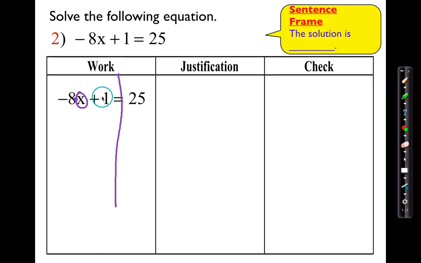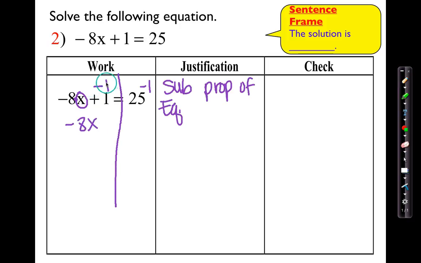Hopefully, you remember from previous examples, it is easier to undo addition or subtraction, which is to get rid of your constant first. So the inverse of adding 1 would be to subtract 1 from both sides. Since we are subtracting, this is the subtraction property of equality. So that's going to leave me with negative 8x. Positive 1 minus 1 is 0, because I was using the additive inverse property. 25 minus 1 is 24.